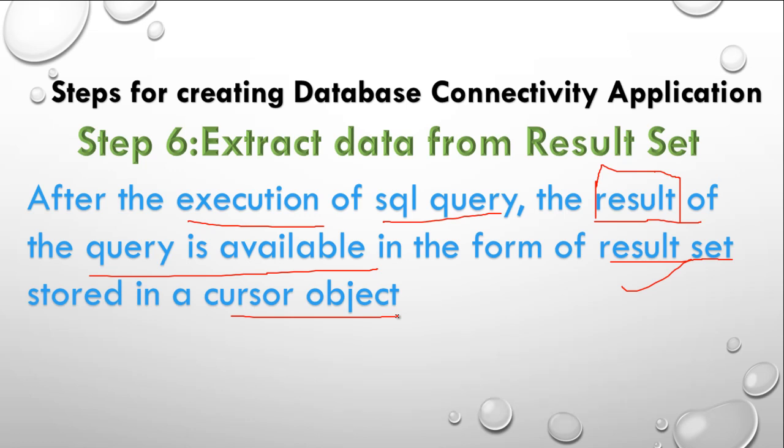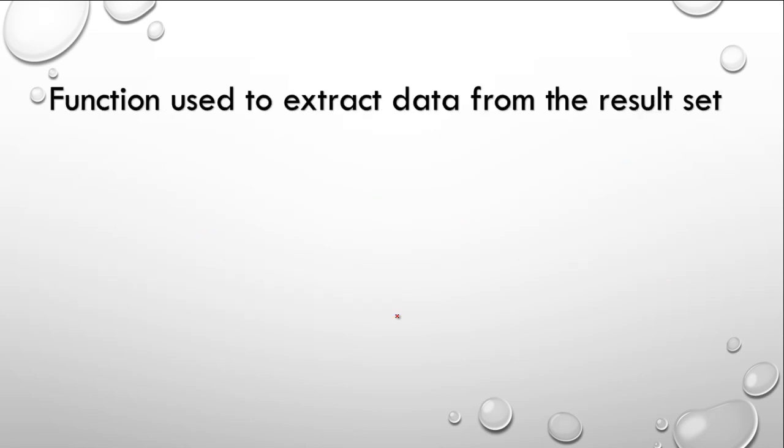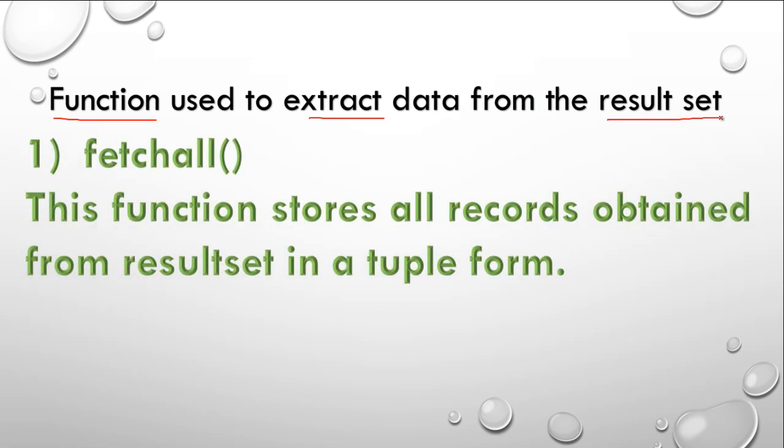So how will this extraction be done in Python? There are various functions which we can use for extracting data from the result set. So what are those functions? The first function is the fetchall function. What is the purpose of this function? This function stores all records obtained from the result set in a tuple form. When we execute fetchall, it copies all the records present in the result set and stores them in a tuple.